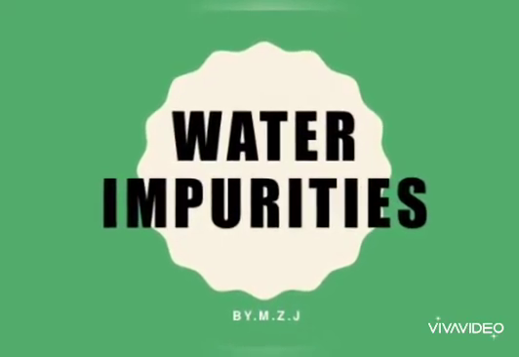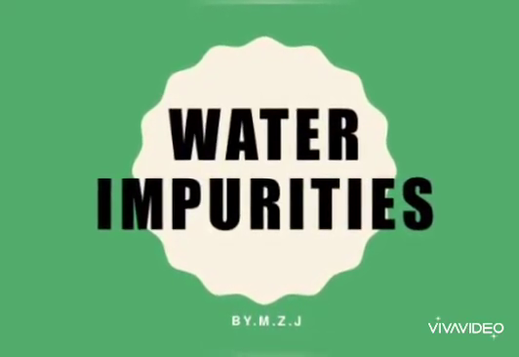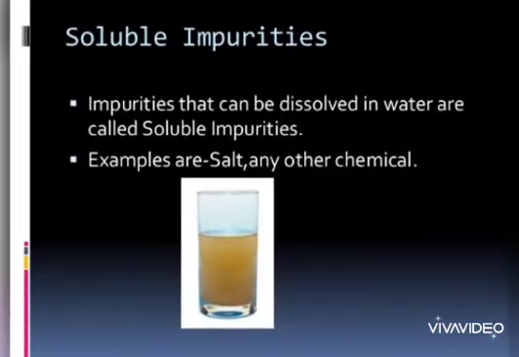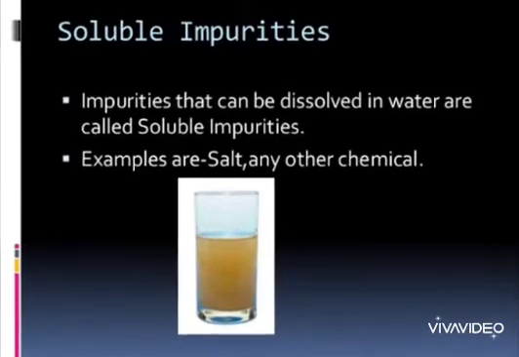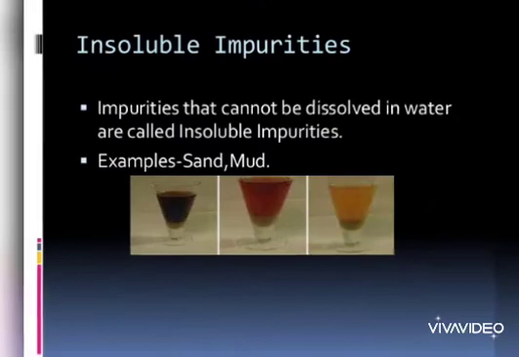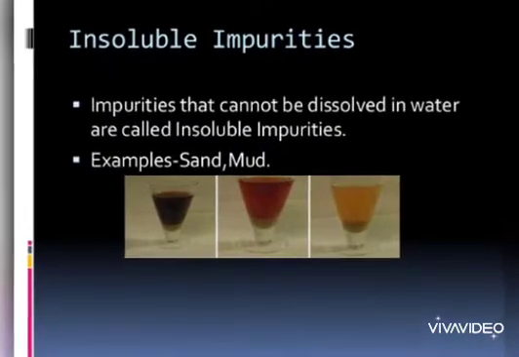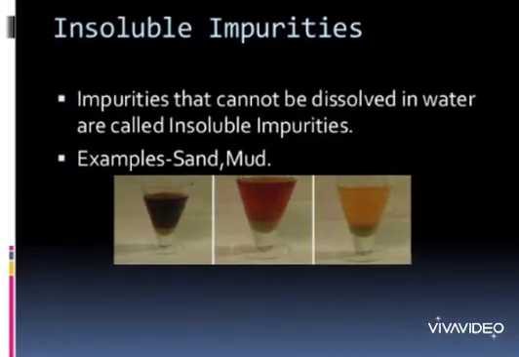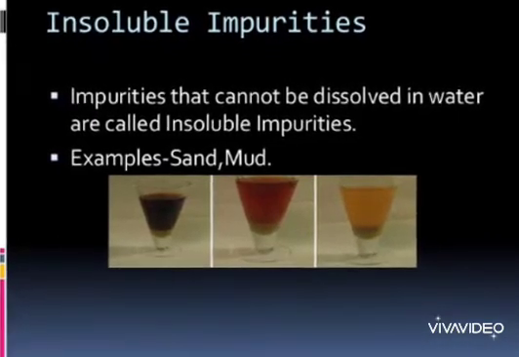Let us talk about the impurities of water. There are basically two major impurities, which are soluble impurities and insoluble impurities. The soluble impurities are those that can be dissolved in water, like salt and chemicals, whereas insoluble impurities cannot be dissolved in water, like sand, mud, pebbles, etc.